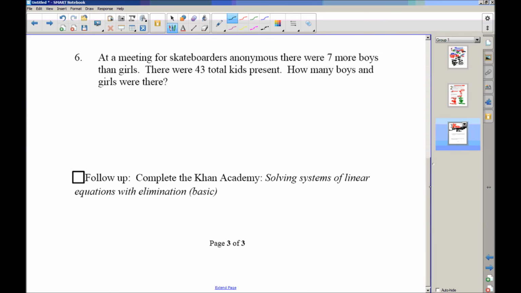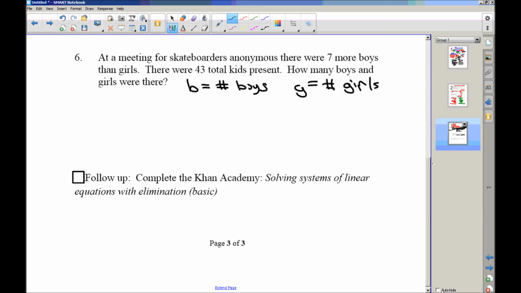All right, our last one. At a meeting for Skateboarders Anonymous, there are 7 more boys than girls. There are a total of 43 kids present, and how many boys and girls are there? So we'll let B equal the number of boys, and G equal the number of girls at the meeting. Okay, so our first sentence says there are 7 more boys than girls.